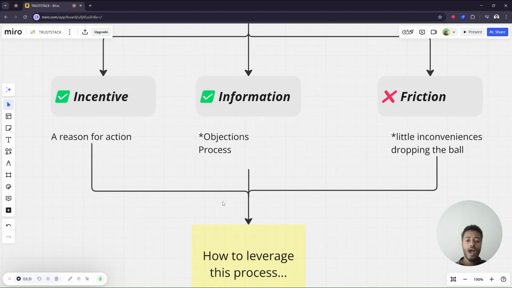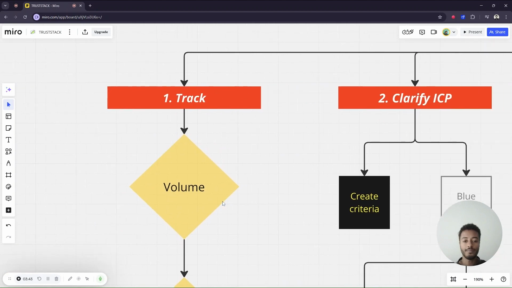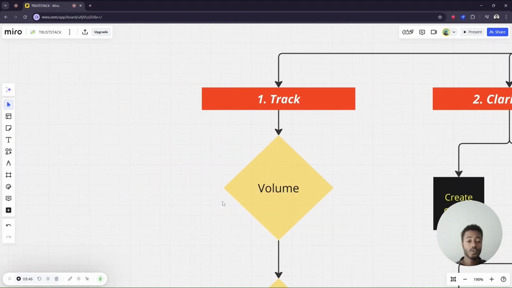So now that you have this idea of what you need to do, I want to give you the exact 5 steps you can use to leverage this process today, right now. It's a 5 step process. The first thing is track. In anything you want to do, you want to start by tracking, because when you have data, that's the moment you can make informed decisions. And when you do not have data, that's the moment you just make decisions based on emotions, which will not lead you to where you want to be.